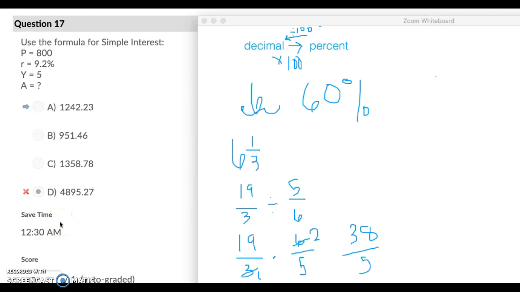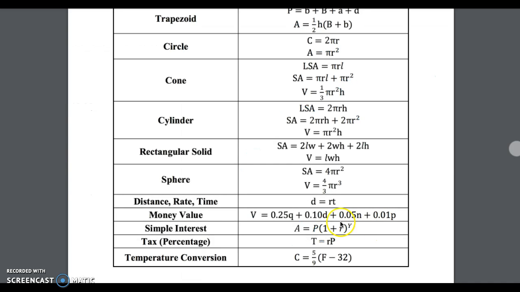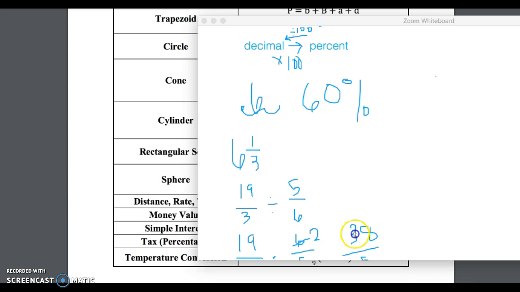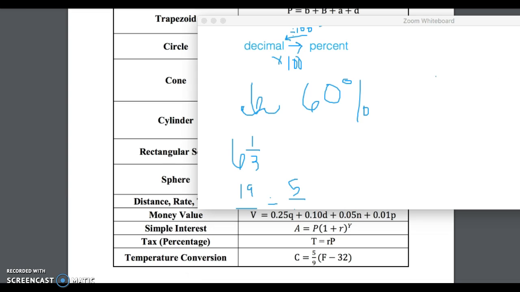Use the formula for simple interest. So here's our formula for simple interest. Let's just copy and remove this. And we will just copy it over.